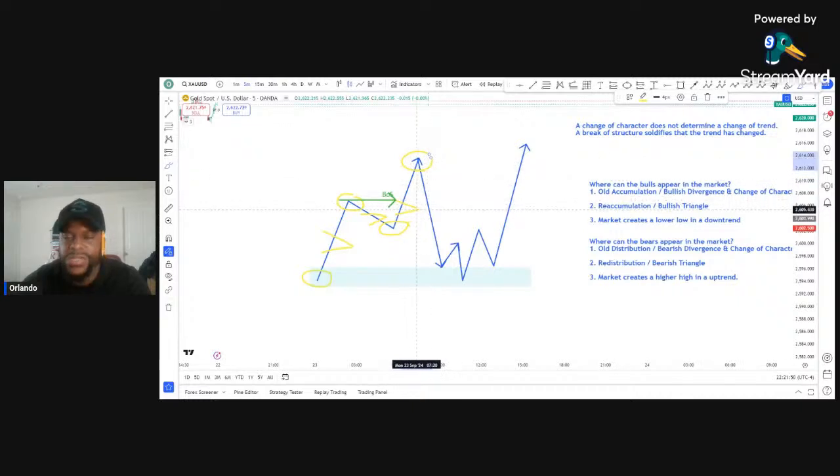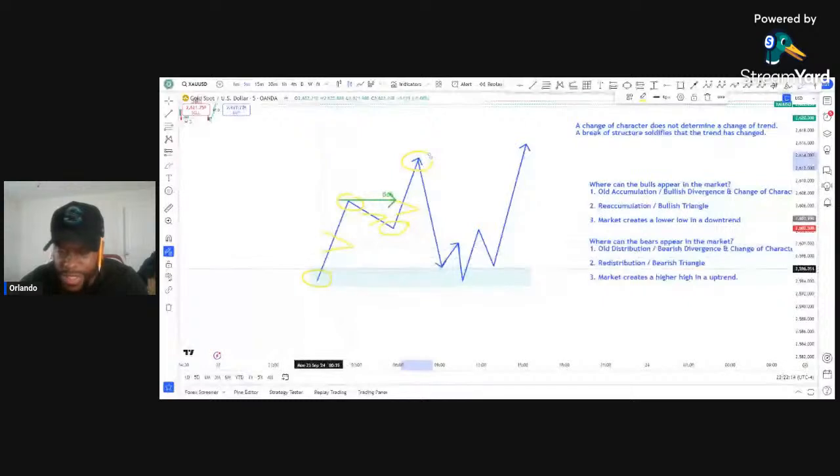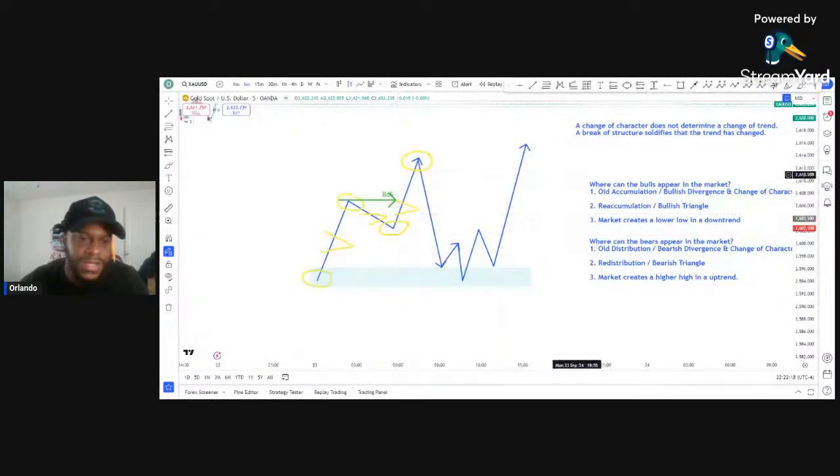This reaccumulation was an area of interest where the bulls could have pushed the market back up, but they chose not to come in. This old accumulation right here was an area of interest where the bulls could have come into the market and had the opportunity to push it back up. They chose not to come in off of this old accumulation right here. Which is fine and dandy. But here's the deal. What has happened?